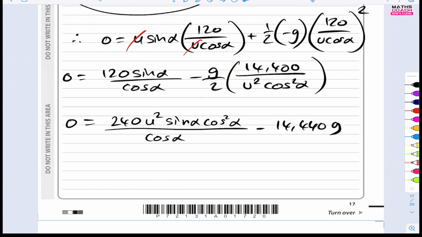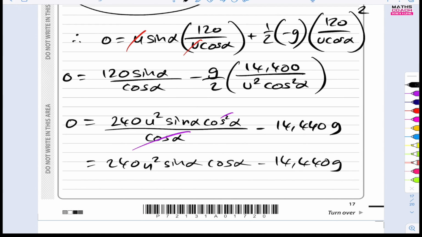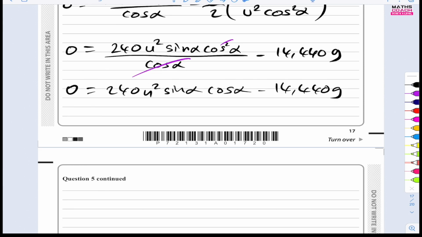Now we can cancel out the cos here with one of those. So what do we have left? We've got 240 u squared sine alpha cos alpha, and that's going to be equal to 0. You can take the fact that g is actually equal to 9.8. So if you do 14,400 times 9.8, you get minus 141,120. So now the g is gone, and on this side, this remains.